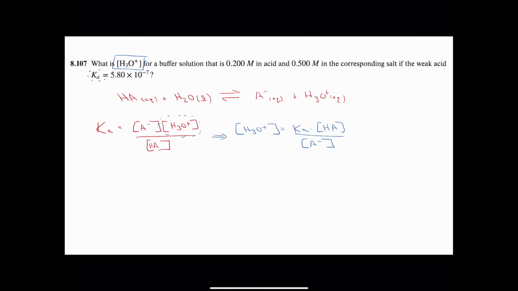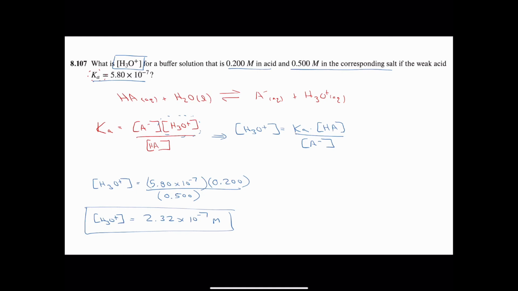Now I've got my formula, I can plug in my numbers. So I'll just start down here. The concentration of hydronium is going to be equal to my Ka, which is given to me here, 5.80 times 10 to the minus 7, multiplied by my concentration of acid, which is 0.200, and divided by the concentration of my corresponding salt, which is my conjugate base, so 0.500. I've gone ahead and done the math already, and the concentration of my hydronium ions will be 2.32 times 10 to the minus 7 molar.